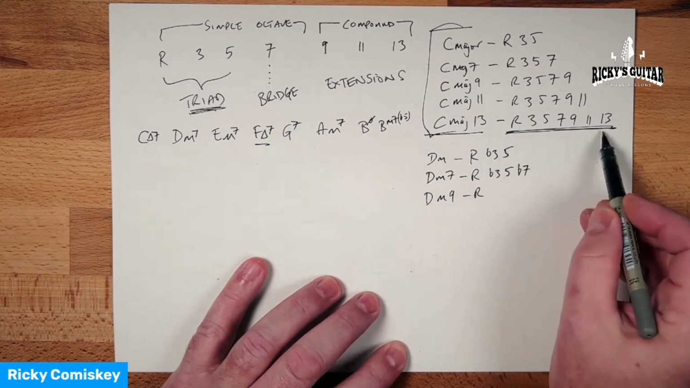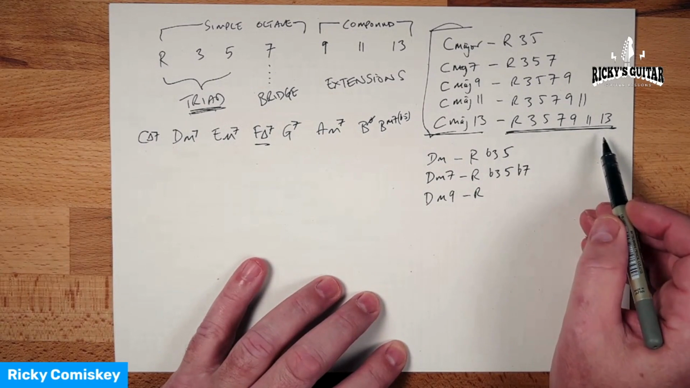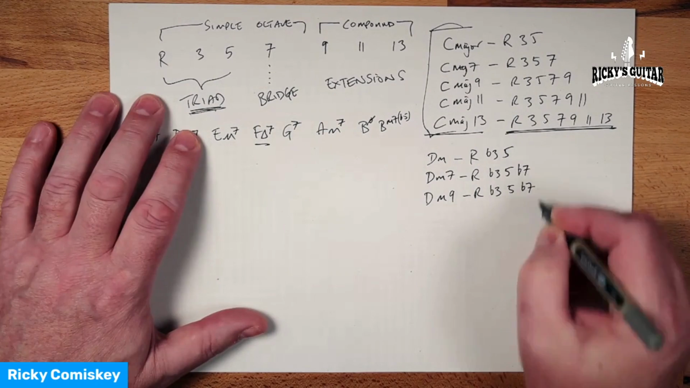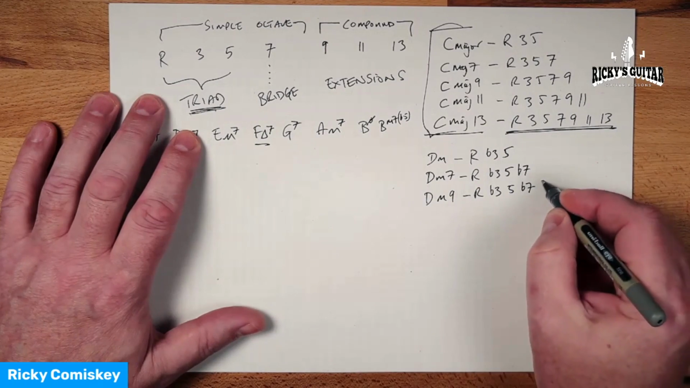So how do you play 7 notes on 4 strings? You have to get rid of some of those notes. So there's that flat 7, and then here is the 9.